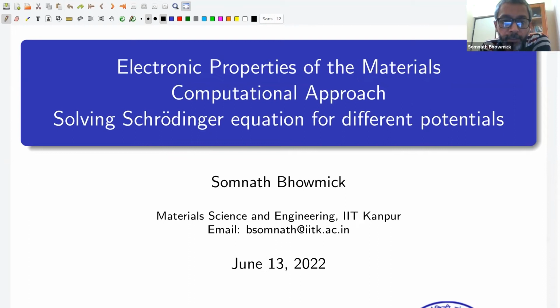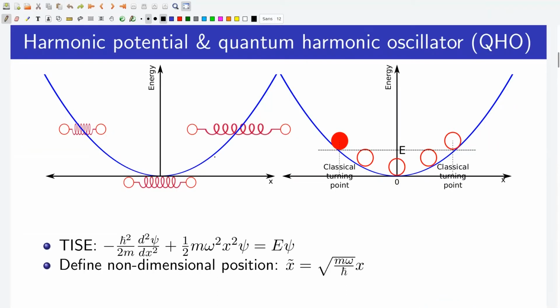Hello friends, we already have become familiar with quantum mechanics by solving the quantum particle in a box problem. In this lecture, we will learn some classic problems by solving the Schrödinger equation for different potentials. We start with the harmonic potential. You can think of a harmonic oscillator.